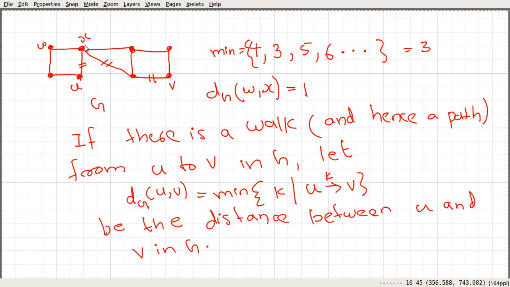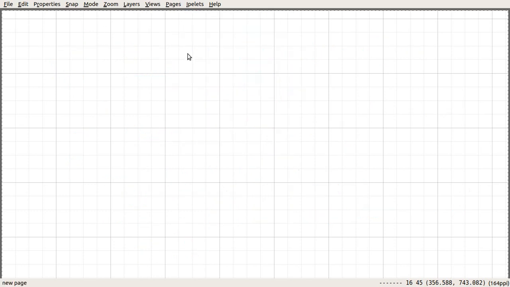I think you understood the definition of the distance between two vertices. Now we can start talking about connected graphs, and we can formally define a connected graph by using the notion of distance. So let's consider a disconnected graph.